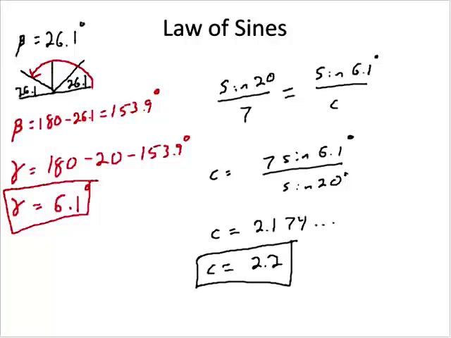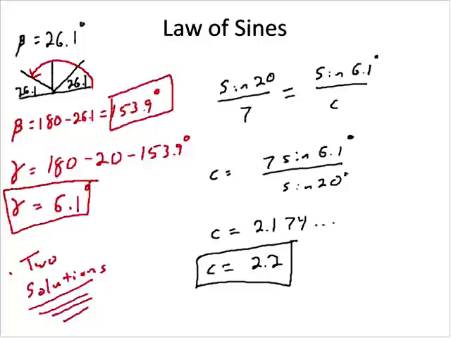So there we go. I have a different measurement for beta, and once I get that different measurement for beta, it gives me a different measurement for gamma and for the side c. So this is an example of a triangle that has two solutions when trying to solve it by the law of sines. All right.